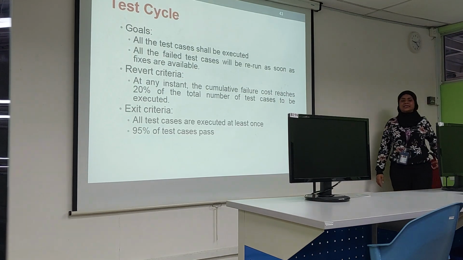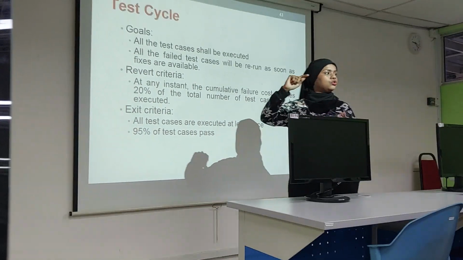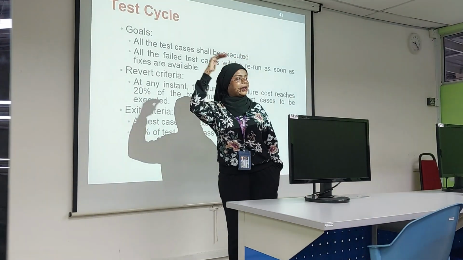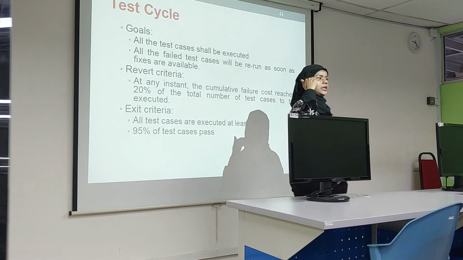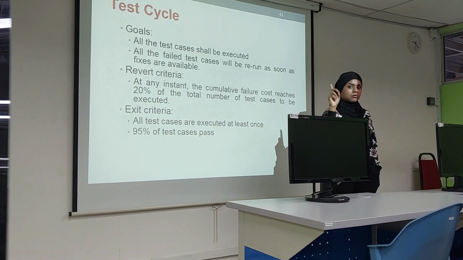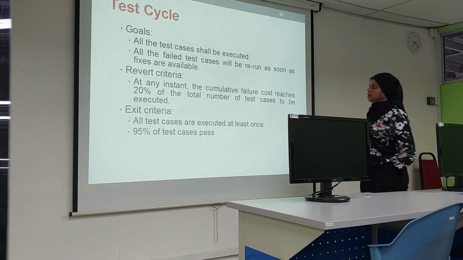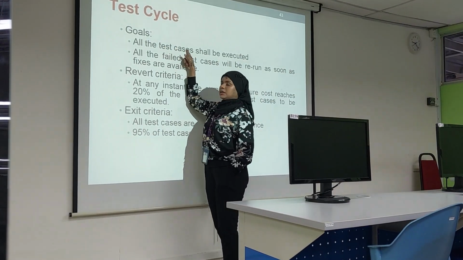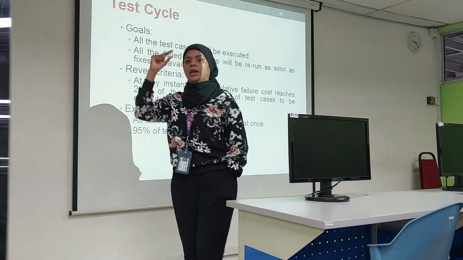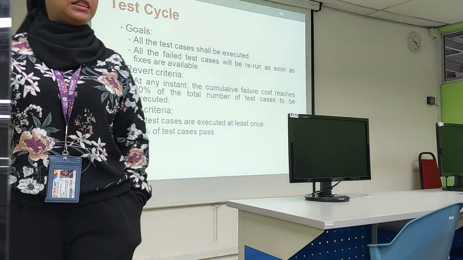Okay, so this is about the test cycle. I have mentioned that when we start test case execution from the first test case until the last test case for the entire system, this is what we call one cycle. One cycle. Okay? So normally the goal of the test cycle is to make sure all the test cases are executed. Later, when you write your test cases, you will have to put in numbering. That numbering is the unique ID for every test case.